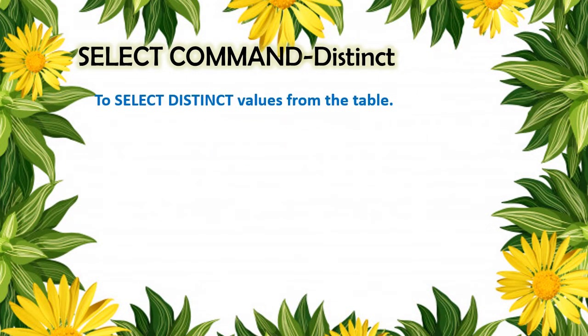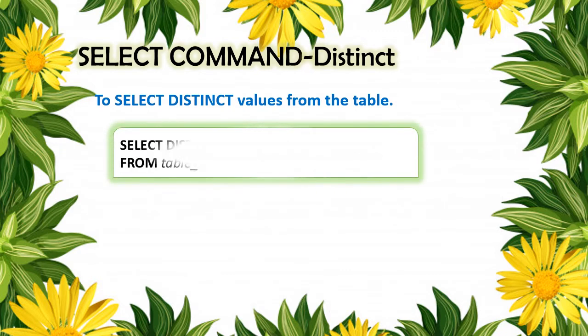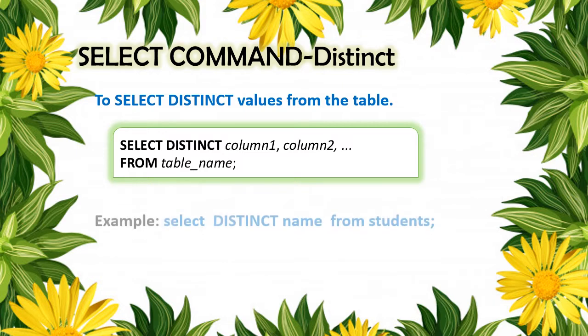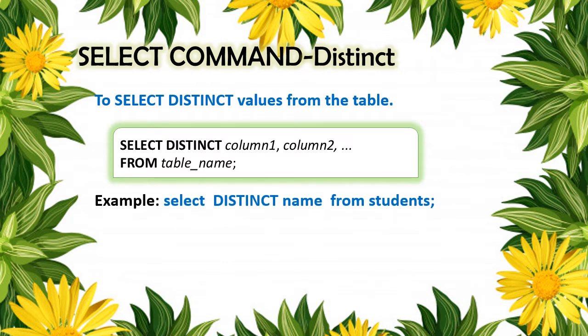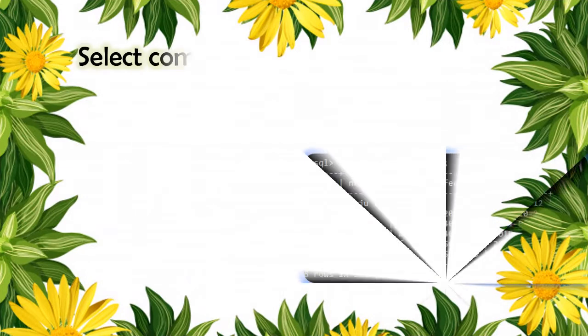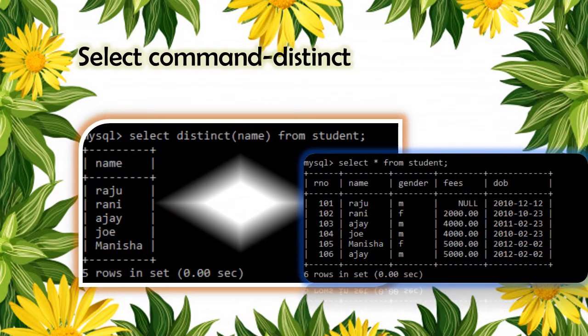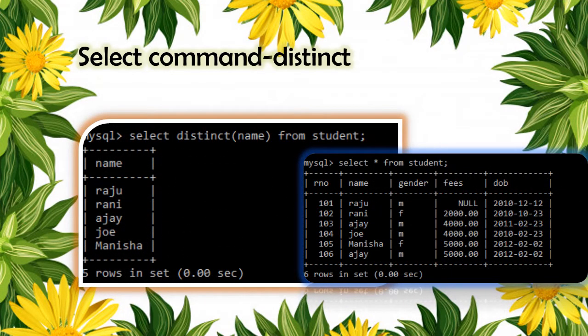Next, the distinct clause is used to display only unique values. It removes the duplicate values in the corresponding columns. The general format is select distinct column names from table name. So select distinct name from students: the duplicate names will be removed from the name column in the student table.